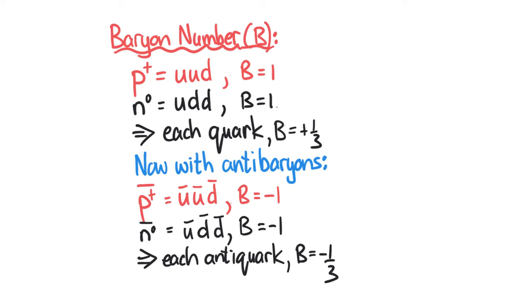Now, with antibaryons, we have that the antiproton, which consists of two anti-up quarks and 1 anti-down quark, has a baryon number of -1. And for the antineutron, it has a baryon number of -1. So therefore, each antiquark has a baryon number of -1/3.